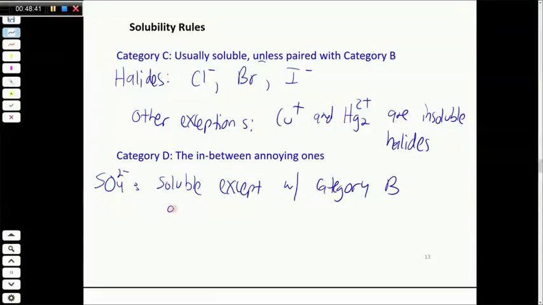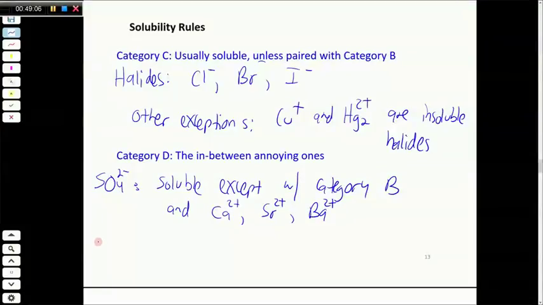But there's also other exceptions for sulfates. So the heavier alkaline earth ones, so calcium, strontium, and barium, those sulfates are insoluble, so you have to remember those. Calcium, strontium, and barium sulfate are also insoluble sulfates. So sulfate has more exceptions, but more often than not it is soluble.